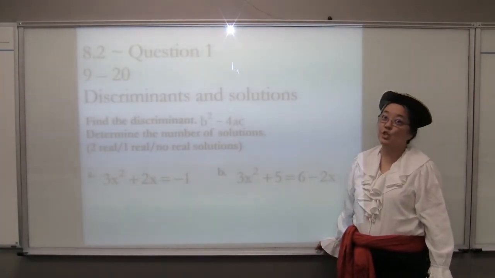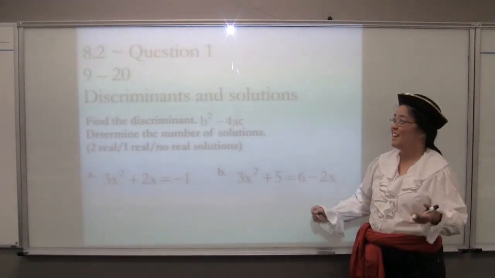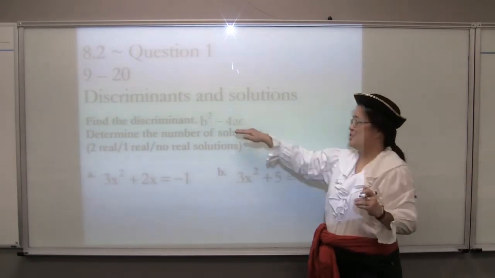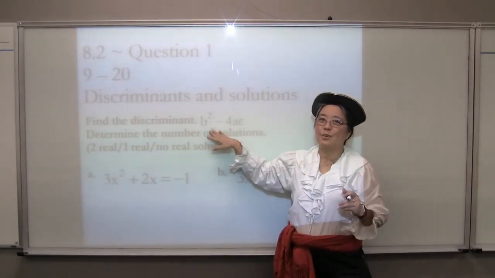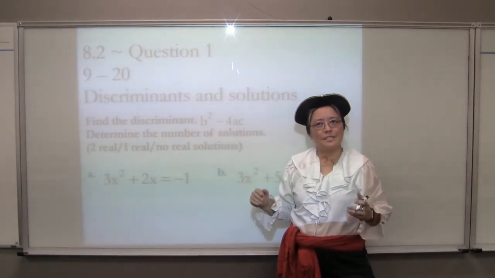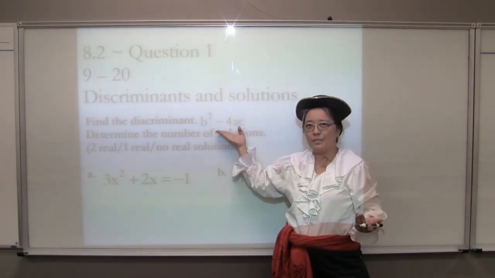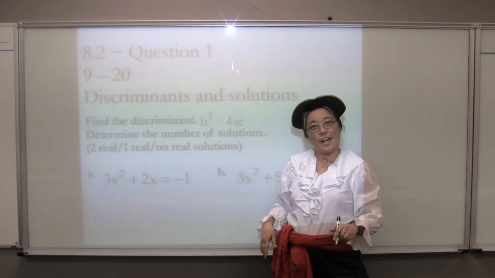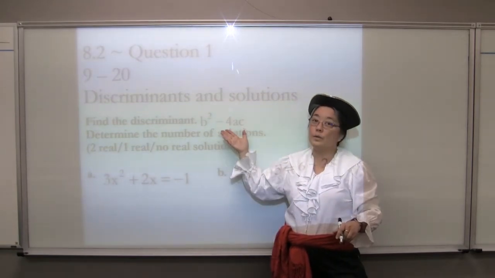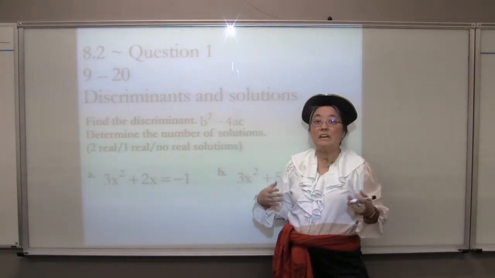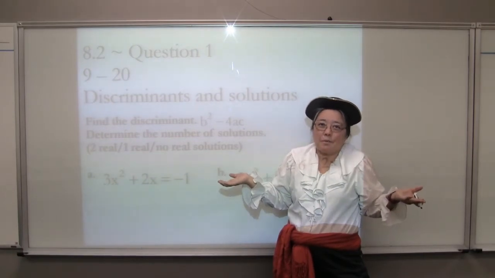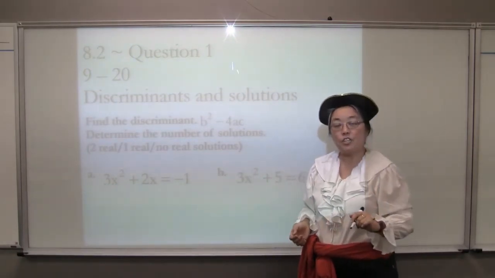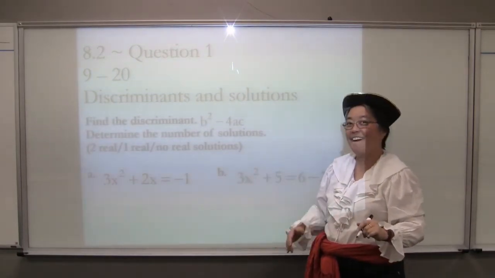Chapter 8, Section 2, Question 1. We're going to use the discriminant, which is b squared minus 4ac. But wait, didn't we learn about b squared minus 4ac back in Chapter 5? Yes, we did. Chapter 5, Section 5, we used b squared minus 4ac to see, can you even factor something? That was a pre-teaching for this lesson right here.